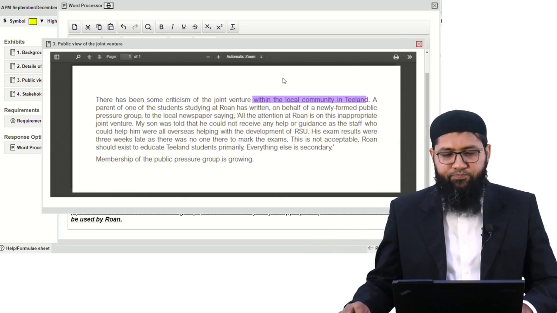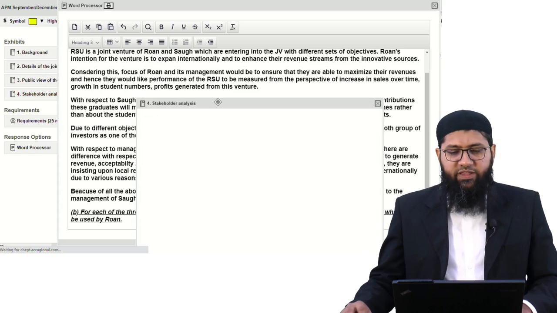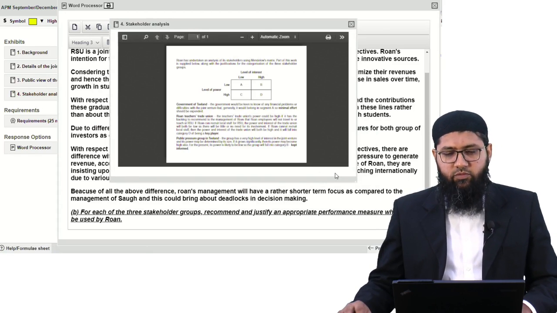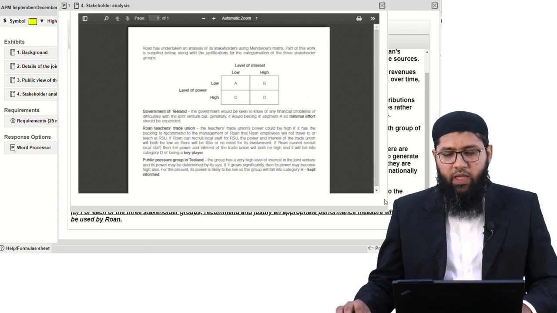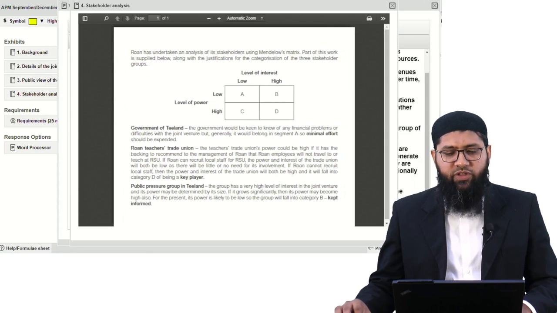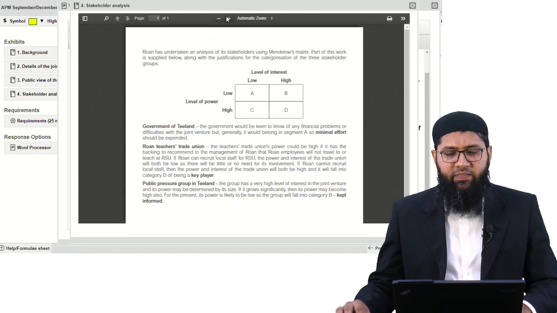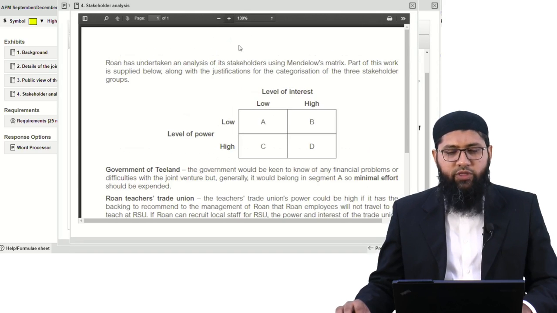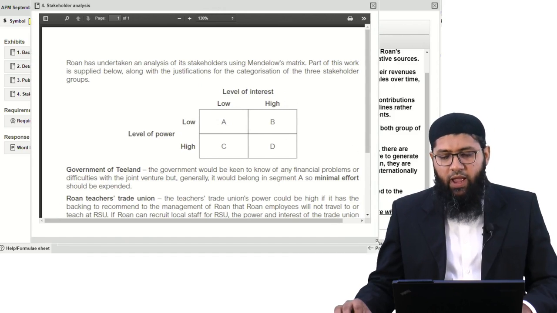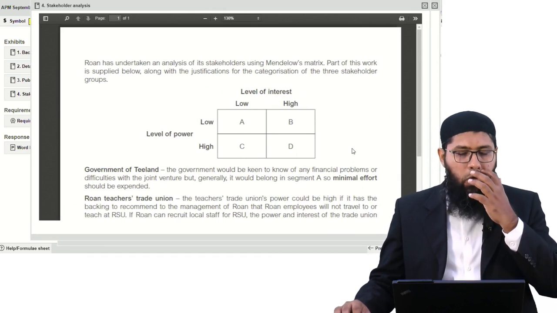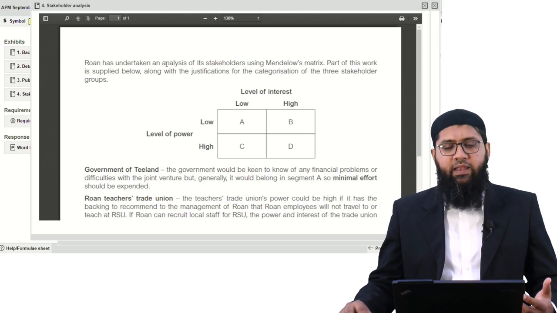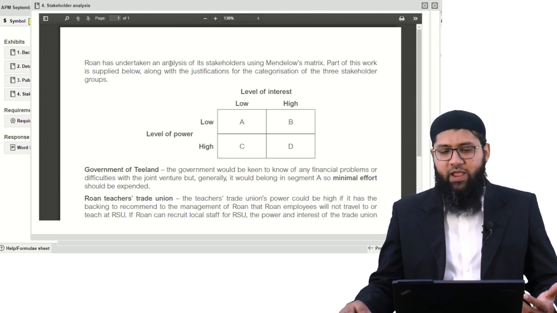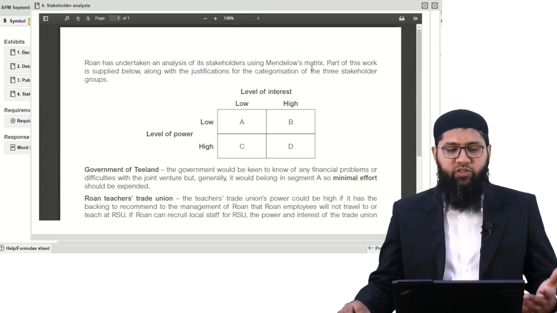Now see, a stakeholder analysis. They have done the stakeholder analysis here. They have created the Mendelow's stakeholder matrix, and they would actually be asking you for comments on the stakeholder analysis. Roan has undertaken an analysis of its stakeholders using Mendelow's matrix.